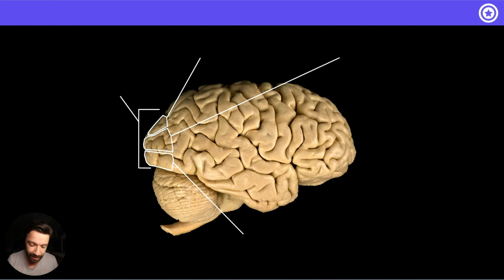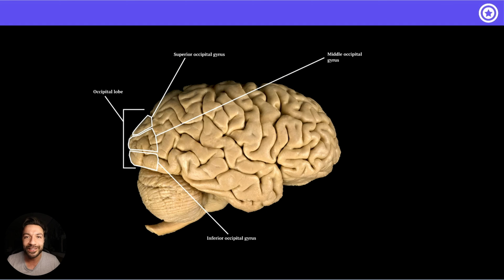So now let's get these labeled. We have that occipital lobe. We have the superior, middle, and inferior occipital gyri. So now let's confirm that. We got our occipital lobe, our superior occipital gyrus, our middle occipital gyrus, and our inferior occipital gyrus.